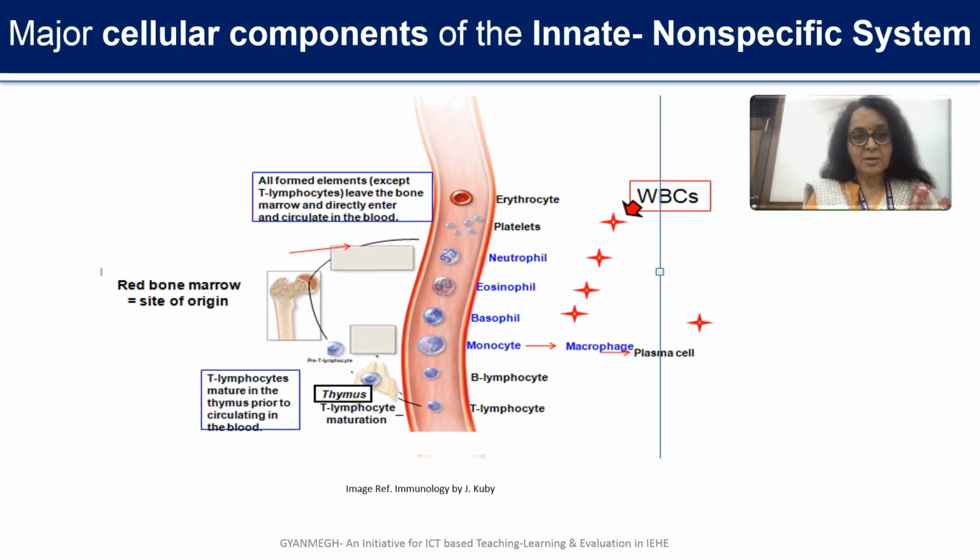These are the major cellular components of the innate non-specific system, in which the origin takes place in the red bone marrow, and all formed elements except T lymphocytes leave the bone marrow and directly enter and circulate in the blood. You can see here the erythrocytes, platelets, neutrophils, eosinophils, basophils, monocytes, and B lymphocytes, except T lymphocytes, which mature in the thymus and then enter the bloodstream.